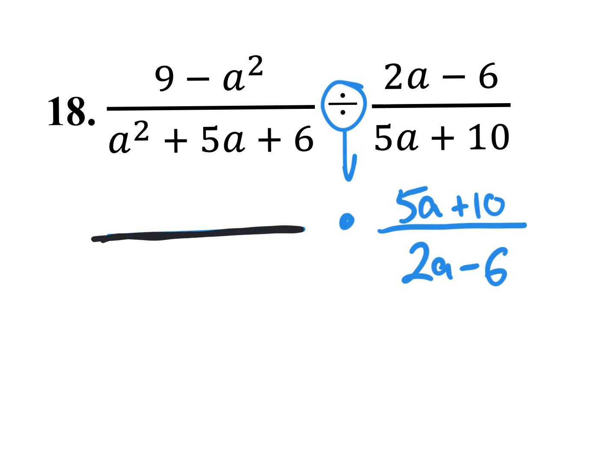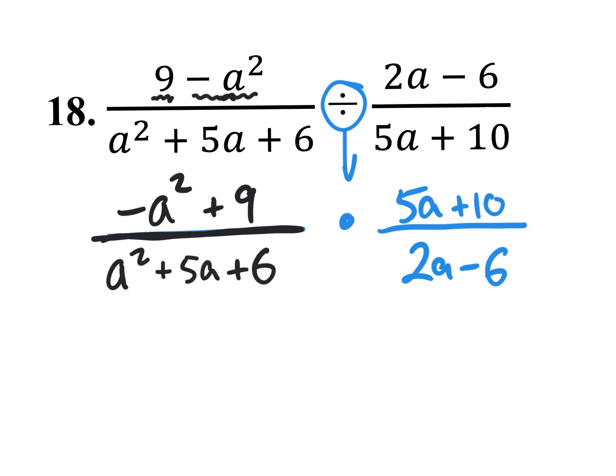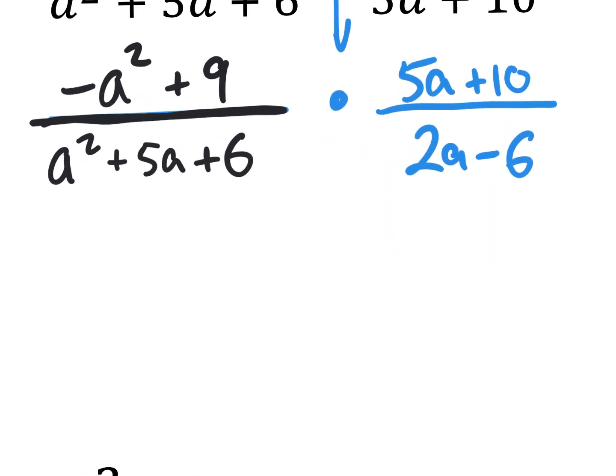However, I might as well, since I have a 9 first and the a squared second, actually a negative a squared second, I might as well switch it. I'm going to write the negative a squared first and the positive 9 second, okay? Now, this one is an entertaining question. And the bottom one, the a squared plus 5a plus 6, that's a quadratic trinomial that we will be able to factor. Anyway, right now, we have flipped the second fraction. The division became multiplication. Now it's time to factor anything possible, okay?